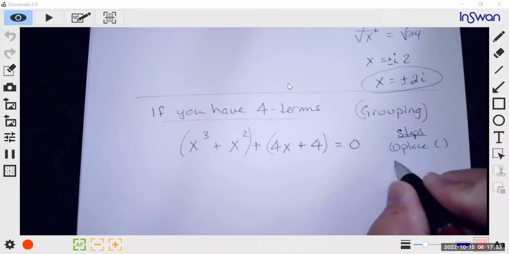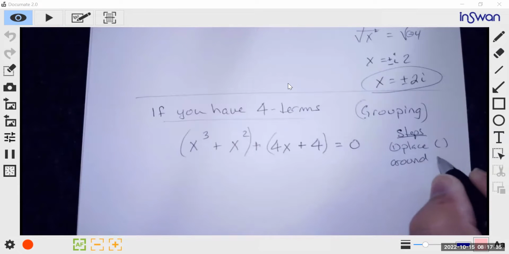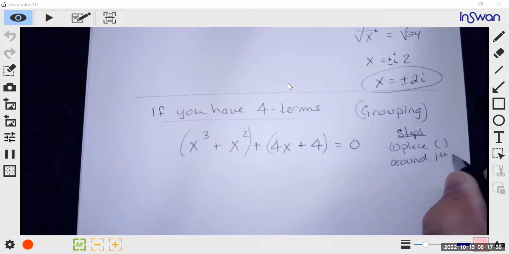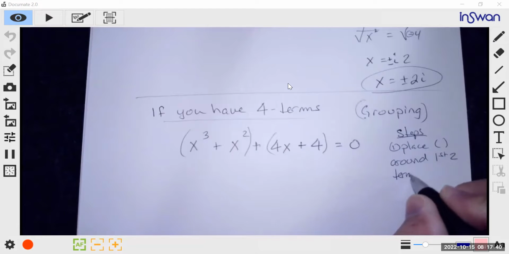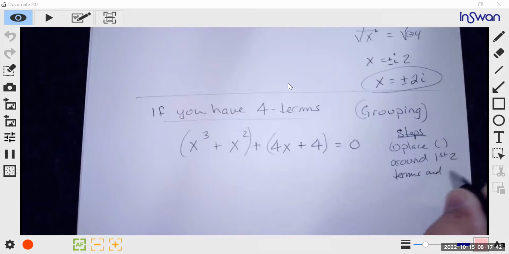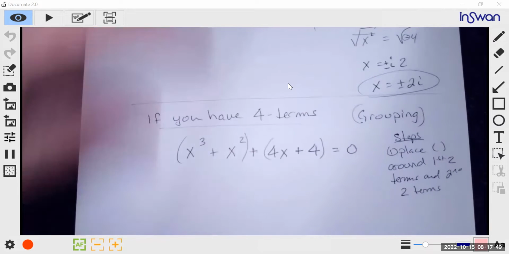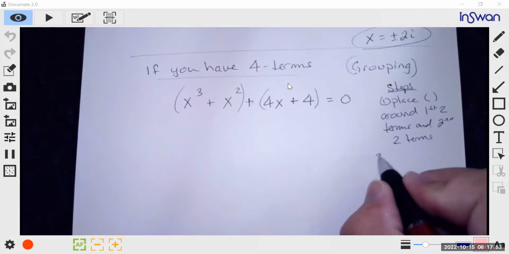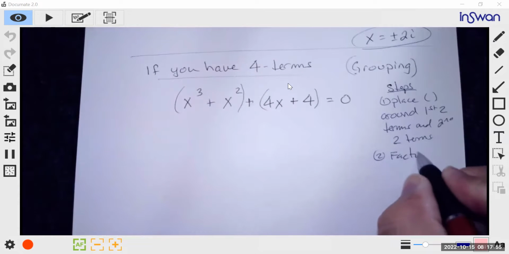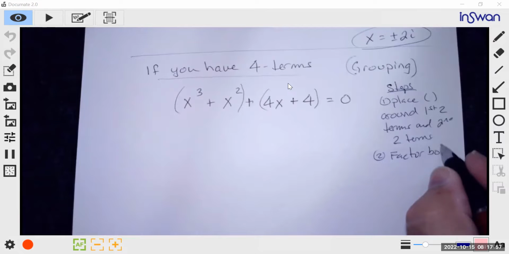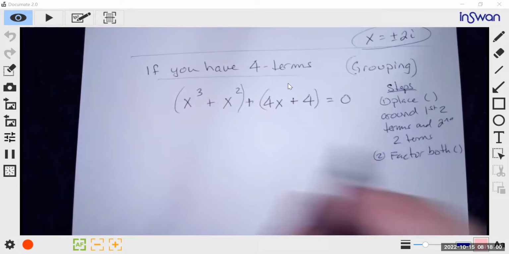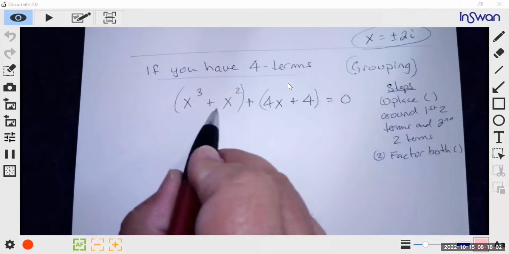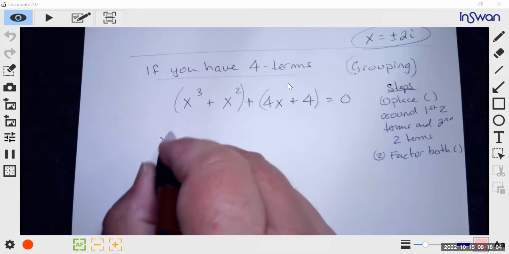Place parentheses around the first 2 terms and the second 2 terms. Second step, factor both sets of parentheses. So what do these 2 have in common? They both have an x squared.